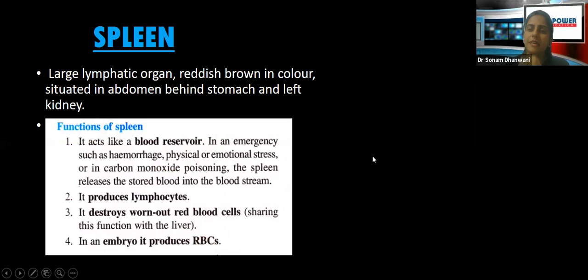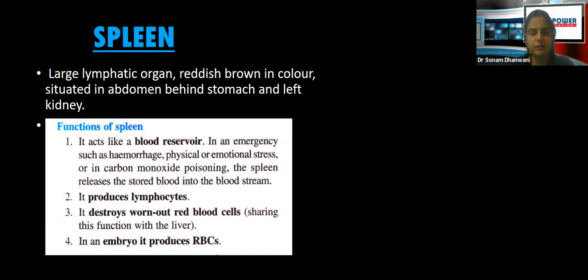Now again, the spleen is another major important part of our body. It's a major organ of our body. It is again a lymphatic organ. That is why it comes under the lymphatic system. It is reddish brown in color and is situated in the abdomen behind the stomach and the left kidney. Okay, this is important. The location of the spleen is important. It is located towards the left side behind the abdomen. Now, what is important with regards to the spleen is the functions of the spleen.